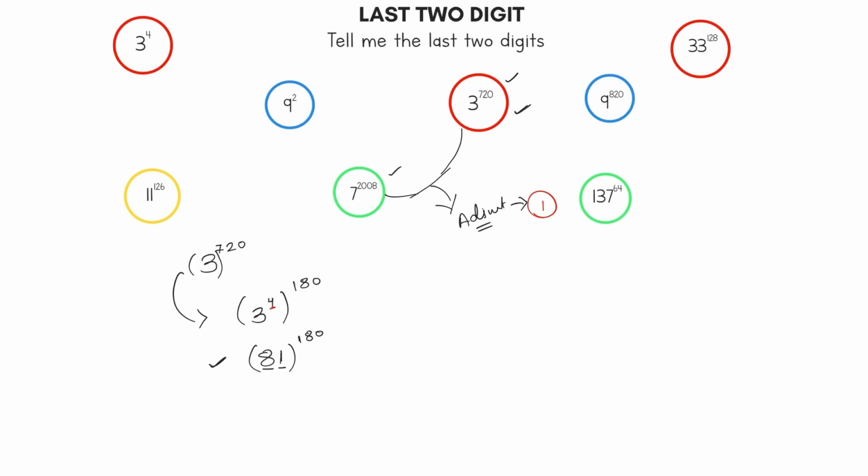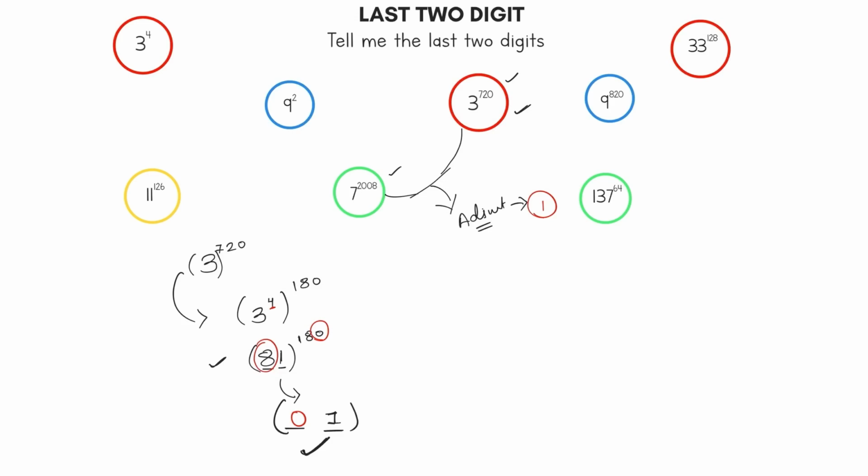81 raised to 180. What are the last two digits of this? क्योंकि ये 1 है, ये 1 रहेगा. ये हो गया मेरा यूनिट डिजिट. टेंस डिजिट के लिए क्या करेंगे हम? इसका लास्ट क्या है? 0 being multiplied by इसका second last. 0 into 8, answer will be 0. So the last two digits of 3 raised to 720 will be 0, 1. And there we go, the problem is solved.